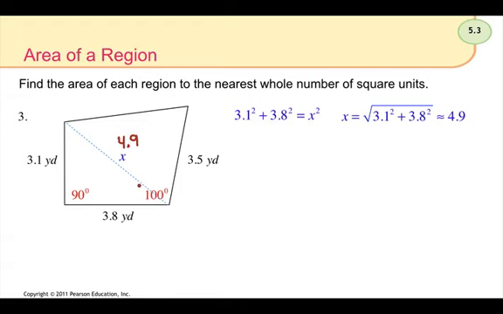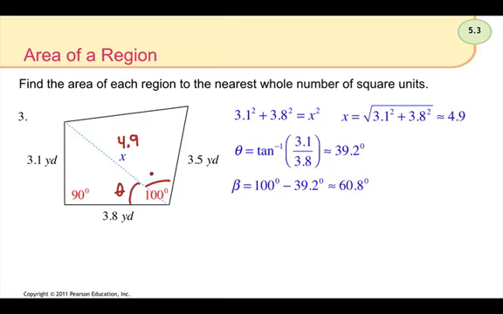At this point, I'm going to find this angle, and I'm going to call that theta. Again, I have a right triangle, so by using the opposite and the adjacent, I can find the angle by using tangent inverse, which is 39.2. From here, I should be able to find this angle, which I'm calling beta, and I end up with 60.8 degrees, because the whole thing is 100, and I take away the theta, and I get 60.8 degrees.